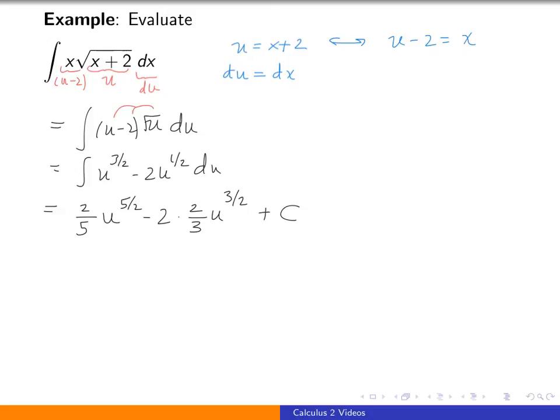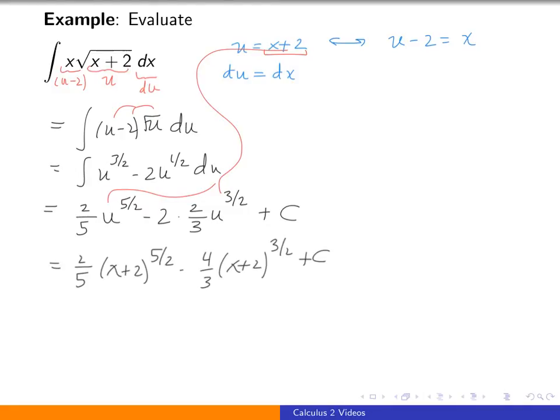And for an indefinite integral with a u substitution, we finish by resubstituting. So each of the u's get replaced with an x plus 2. Which completes the integral.